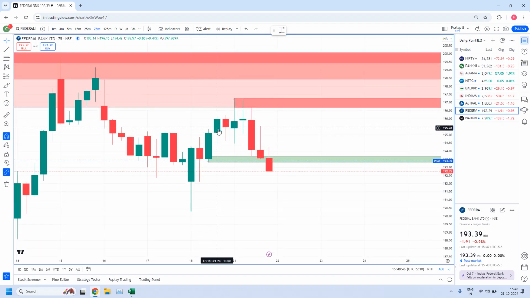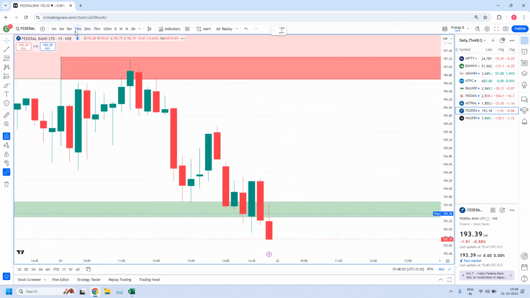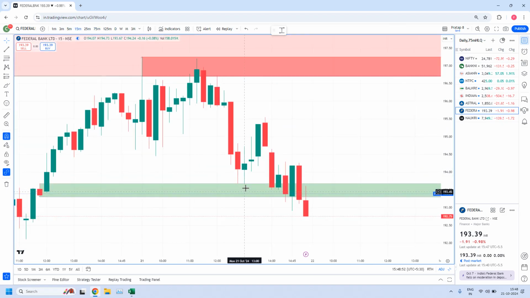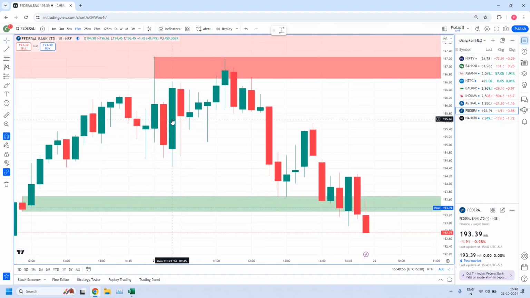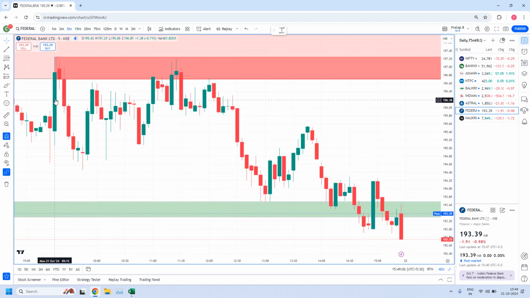See here, sorry, not here, it's not clear. The 75-minute time frame. Only in the 15-minute time frame you get the clarity. But our zone is a 5-minute zone, not 15. Prices came near to the 15-minute zone and came down. Why? What is the reason? Then if you go to this 5-minute zone, we get the clarity here.